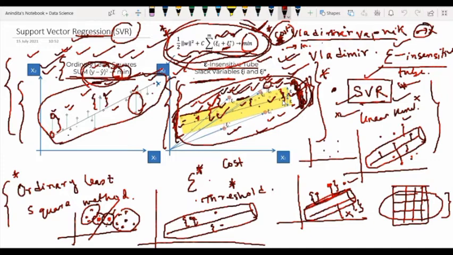Then I will go to the implementation details. That means the theoretical part is clear. Why is it different than linear regression?